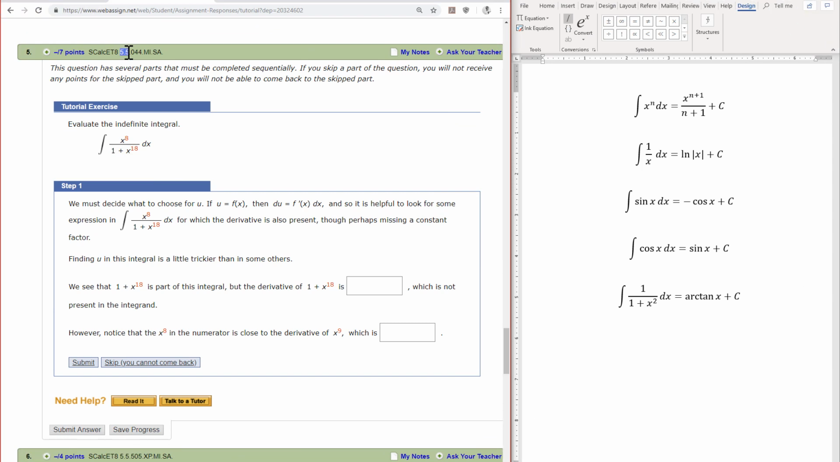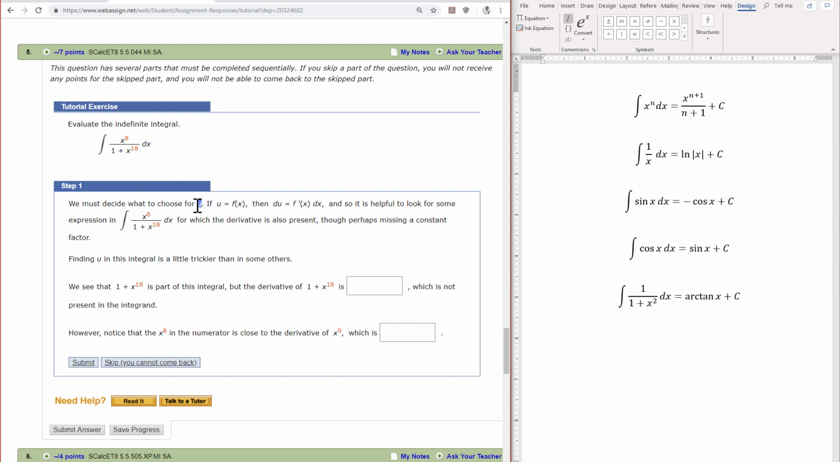Let's do a problem from your lab assignment, section 5.5. Problem number 5. They want us to evaluate the indefinite integral, the integral of x to the 8th divided by 1 plus x to the 18th dx. So this is our integral.